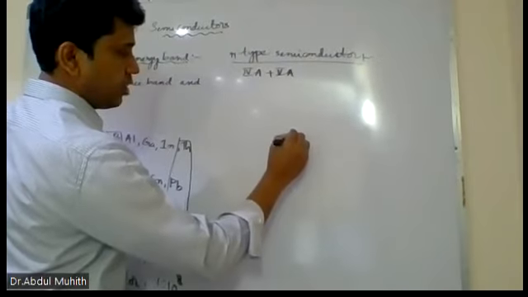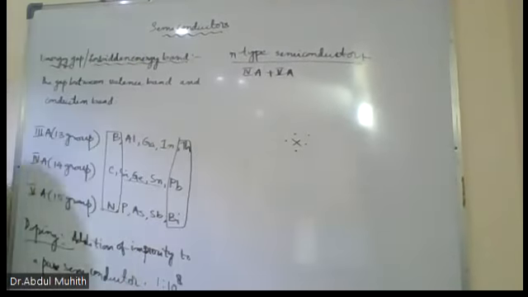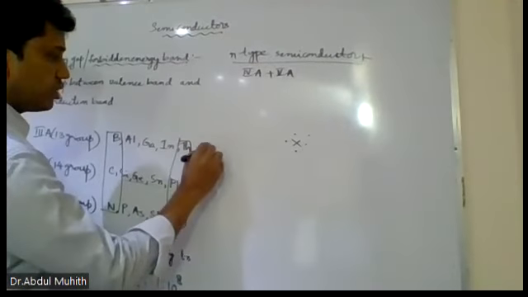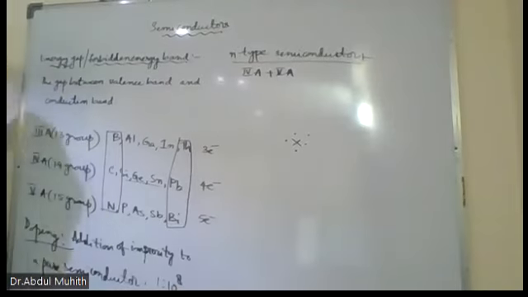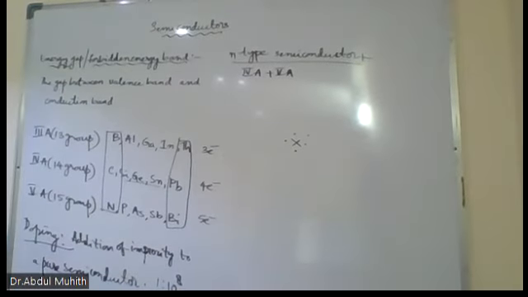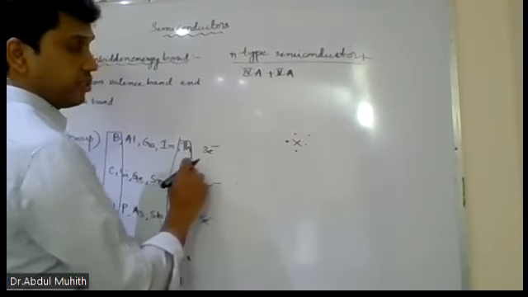Let it have 5 electrons in the outermost shell. 3A has 3 electrons in the outermost shell, 4A has 4 electrons, and 5A has 5 electrons in the outermost shell. Is that clear? 3, 4, and 5. Now X is a 5th group element. It has 5 electrons in the outermost shell.